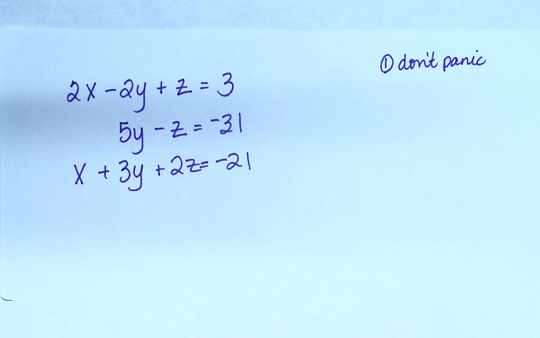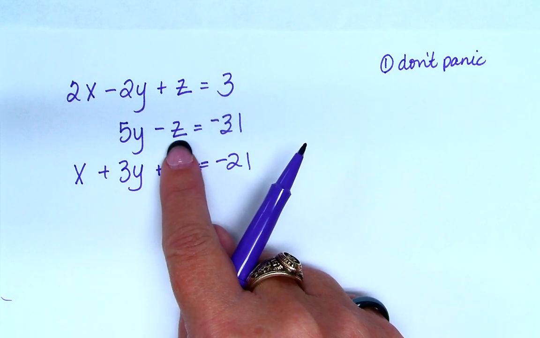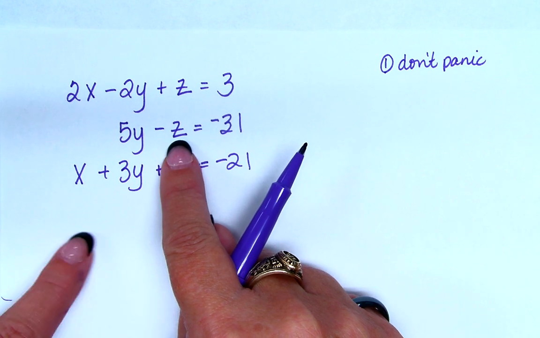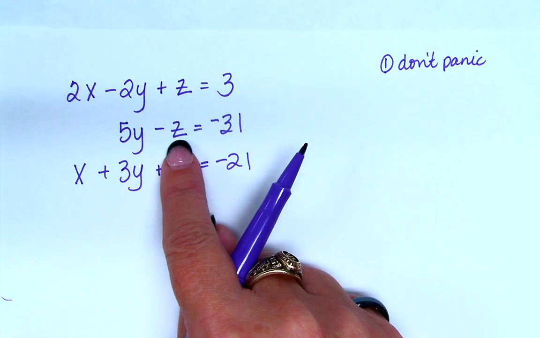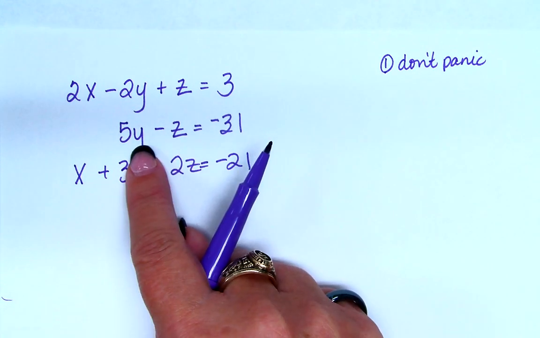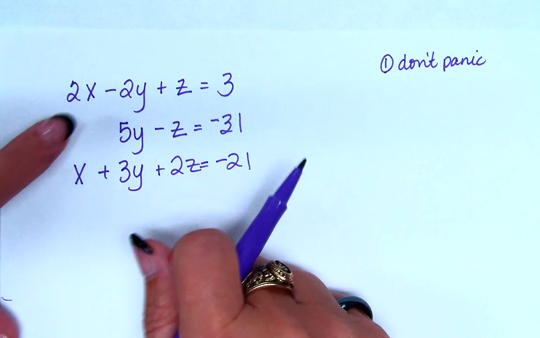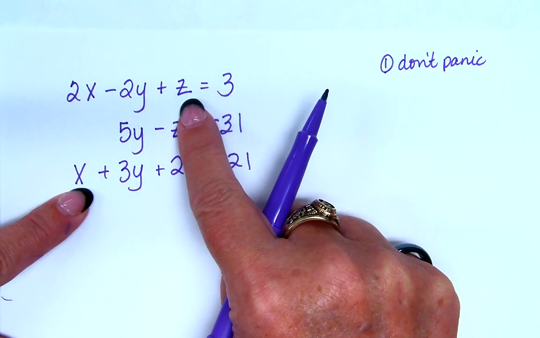Can I tell you why I would choose this z? I would choose this z because if I solve for this variable, even though this one's a positive and by itself, it's going to give me already what z equals with only one other variable with it.